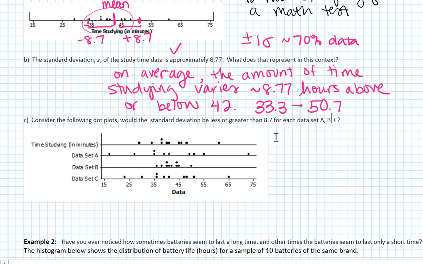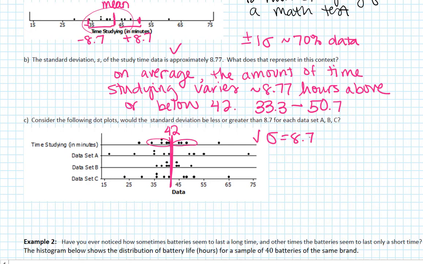Considering the following dot plots, would the standard deviation be less than or greater than 8.7? So from that mean, that value of 42, let's draw a line right here of where I think 42 is going to be. We're asking, does that standard deviation of 8.7, so plus or minus 9, grab about 70% of the data, or most of the data? If I'm looking at this one right here, this is the time studying. So there's that plus or minus. So yes, standard deviation equals 8.7. That's the very first example we are given.